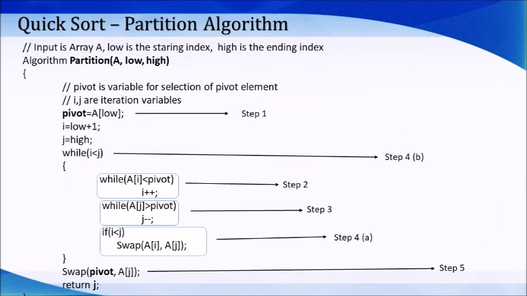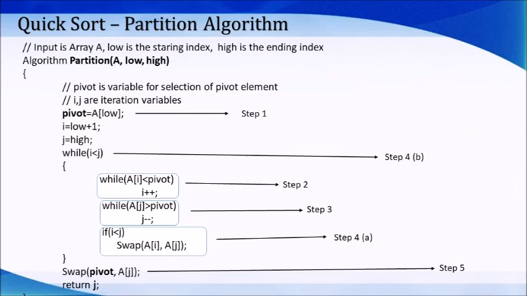Because it is an iteration, I am making use of a loop. While loop, it should continue until a of I is less than pivot. Keeping the condition here, while a of I is less than pivot. If a of I is less than pivot, then only what should I do? I need to move I to the next position in an array. So I plus plus. So while a of I less than pivot, I plus plus.